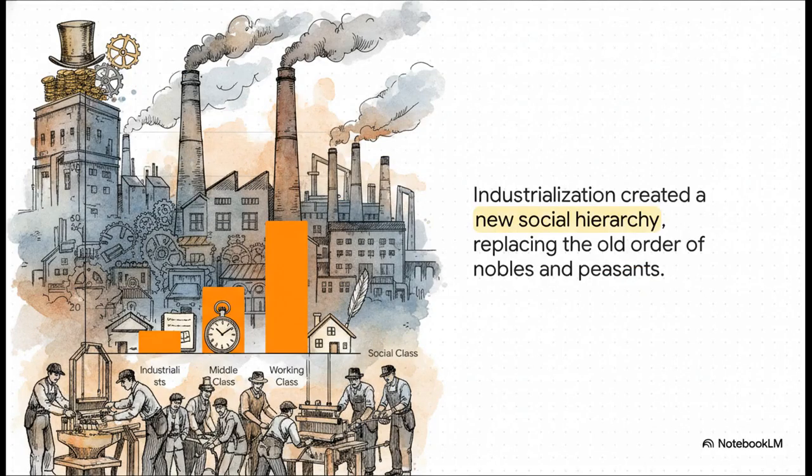Industrialization also completely redrew the social map. The old world of nobles and peasants was replaced. At the very top, you had a tiny new class of super wealthy factory owners. Then a new, growing middle class of managers and professionals emerged. And at the bottom was the massive new industrial working class, the people actually working in the factories and mines.